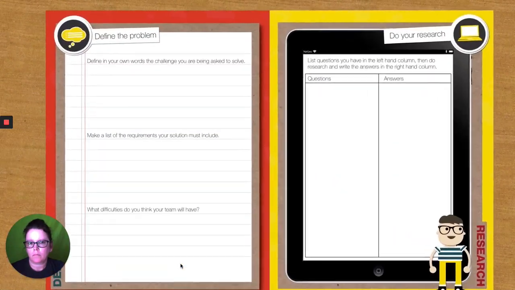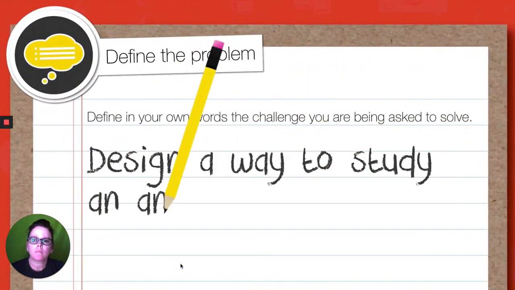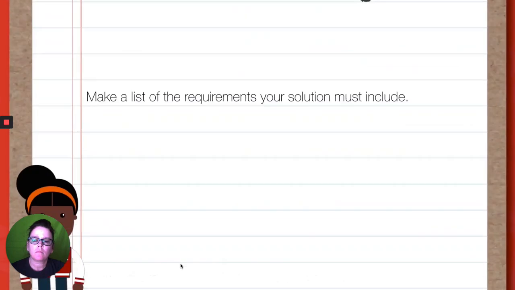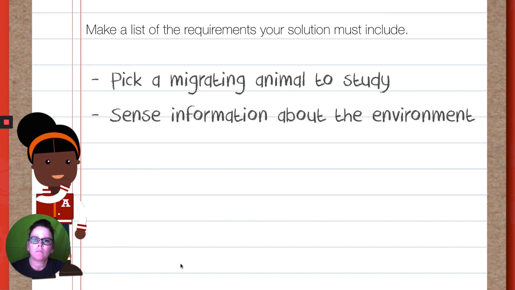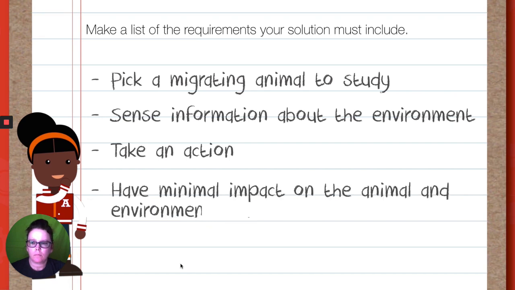Have an idea? Great! Your challenge is to design, build, and test a way to study a migrating animal using your own robot-like design. Your solution must collect information about its environment and use that information to decide an action to take, the way a robot might. It must also have minimal impact on both the animal and the environment.